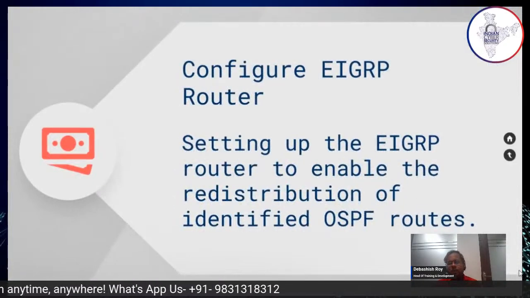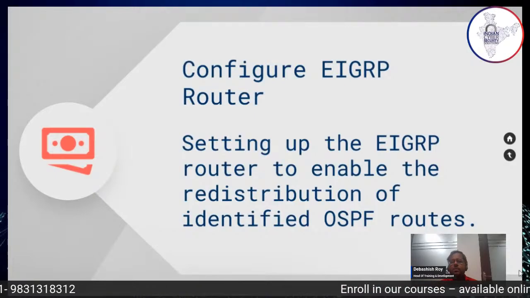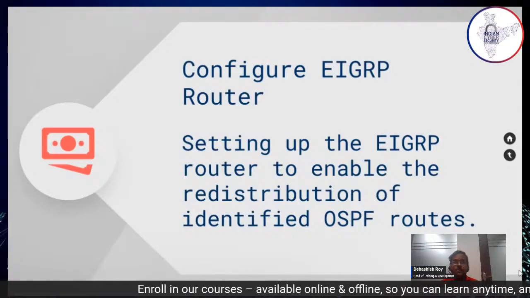Configure the EIGRP router. Now, setting up the EIGRP router to enable the redistribution of identified OSPF routes. That should be the ABR. One should be the area border router, which connects between EIGRP and OSPF, that you have to set up.